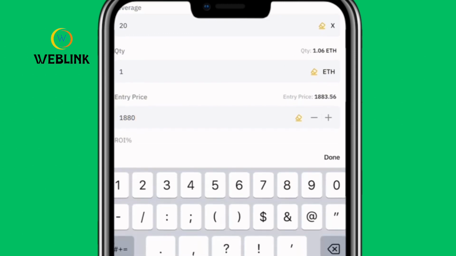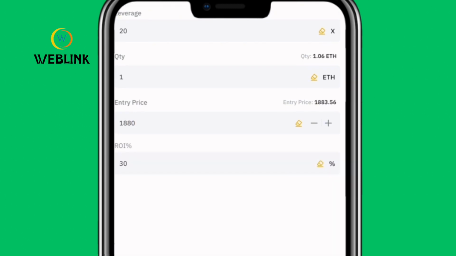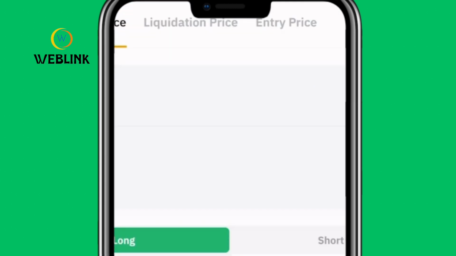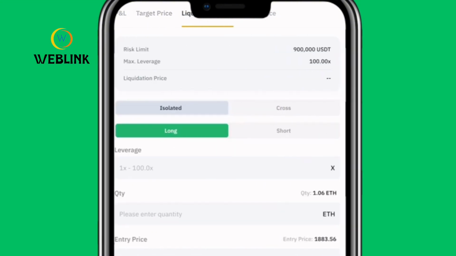And then let's say the ROI you want to make is, you just want to make 30% profit from this trade. Once you tap on calculate, at the top of the screen, you see that your target price will be 1,908.2 USDT. That means that should be your take profit price. And your P&L will be 28 USDT. That means you'll be making 28 USDT as your profit. That's for target price.